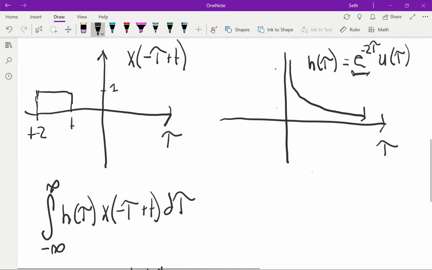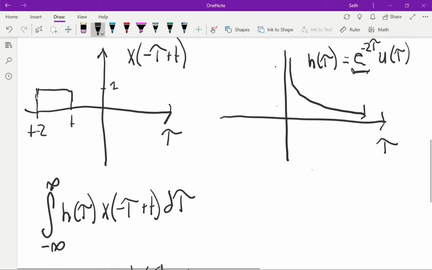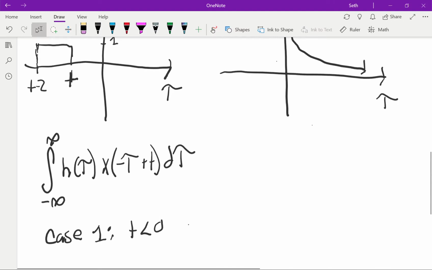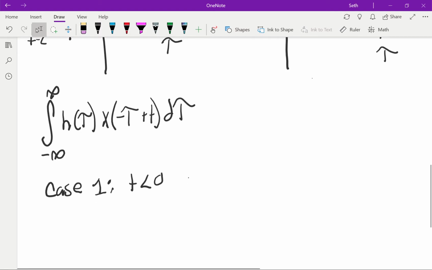When t is less than 0, x of minus tau plus t does not overlap with h of tau, and h of tau is 0 for values of tau less than 0, and since t is less than 0 and t is just a point on the tau axis, this integral is just going to be 0, because any integral with an integrand of 0 evaluates to 0.